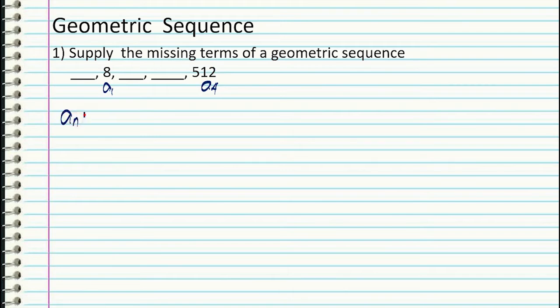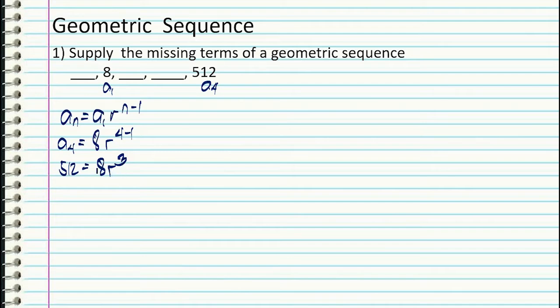And we will use the formula to solve the common ratio first. Okay, common ratio. So we will solve the common ratio, and a sub n will be a sub 4, since that's the last term that we had. And a sub 1 is 8, common ratio unknown, and 4 minus 1. A sub 4 is 512 equals 8 times r raised to 4 minus 1, which is 3.